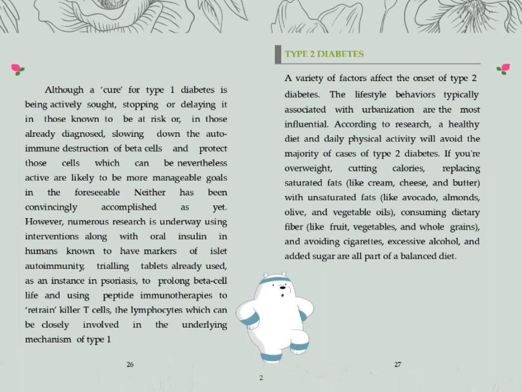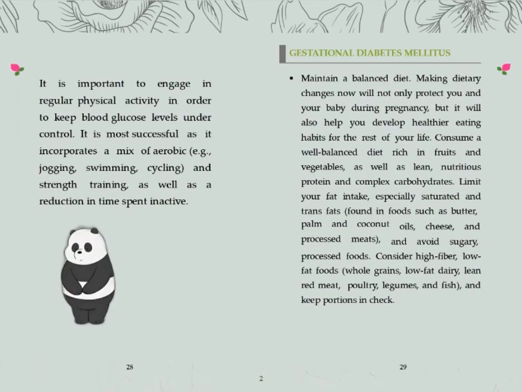For type 2 diabetes, especially for those who are overweight, there are some lifestyle steps for preventing diabetes, such as cutting calories, replacing saturated fats with unsaturated fats, and not forgetting to consume dietary fiber like fruit, vegetables, and whole grains. And lastly, avoid cigarettes, excessive alcohol, and added sugar in our food. The important thing is to engage in regular physical activity in order to keep blood glucose levels under control.